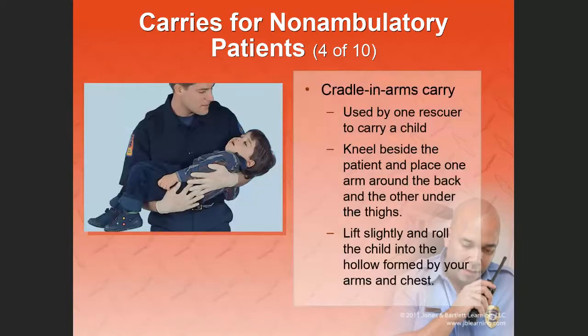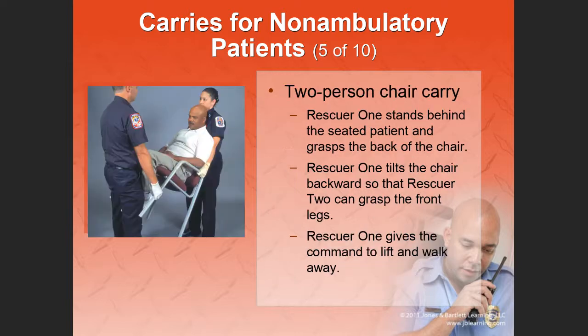All right, cradling arms carry, used by one rescuer to carry a child. Kneel beside the patient and place one arm around the back and the other under the thighs and lift slightly and roll the child into the hollow formed by your arms and chest.